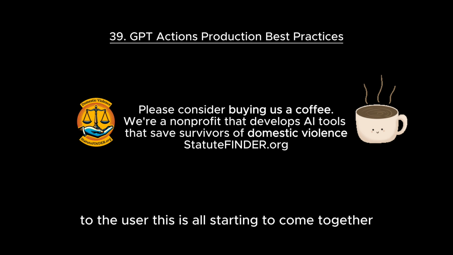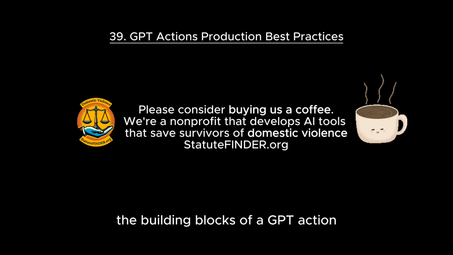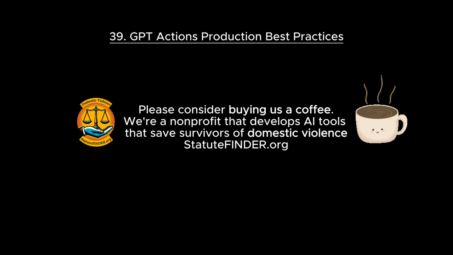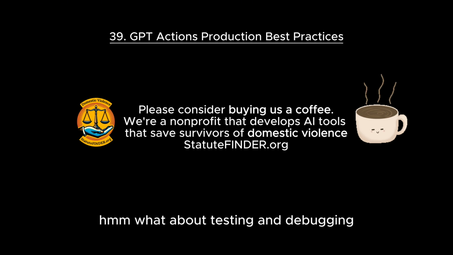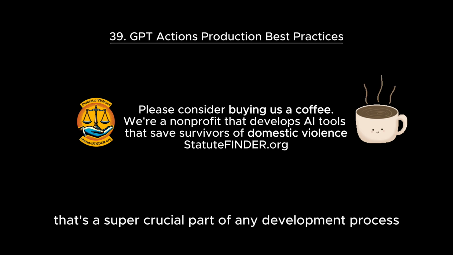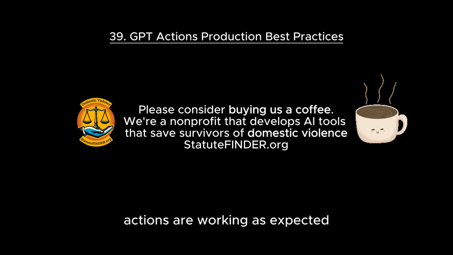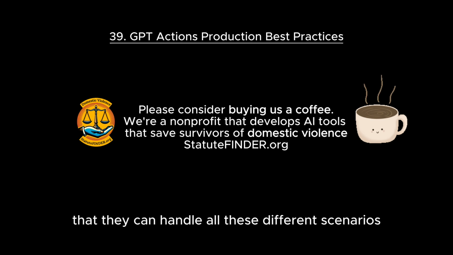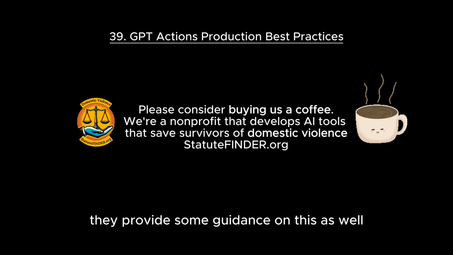This is all starting to come together. I feel like I'm really getting a good grasp on the building blocks of a GPT action. But building is only the first step, right? What about testing and debugging? How do we make sure that our actions are actually working correctly? Yeah, that's a super crucial part of any development process, right? Testing and debugging are essential. You need to make sure that your actions are working as expected, that they can handle all these different scenarios gracefully. And luckily, the OpenAI docs provide some guidance on this as well.